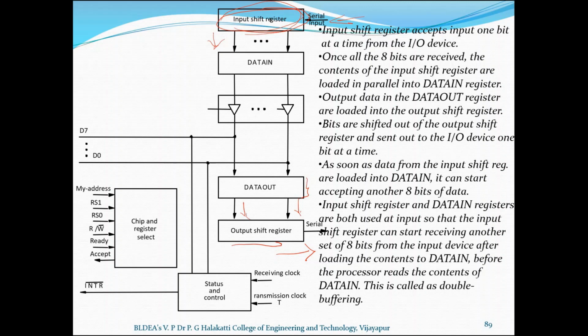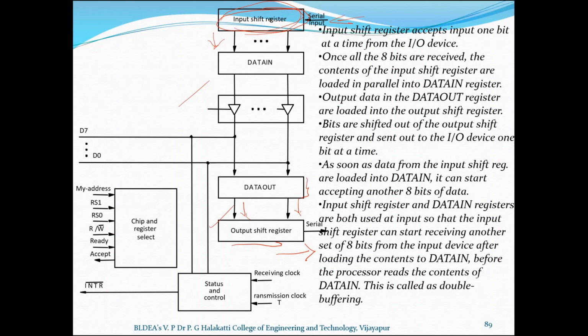Now, double buffering is used here. The double buffering method, that is using separate registers for input and output, can be seen here. So we have separate registers for input and for output. Now, as seen here, it is going to provide some advantages.